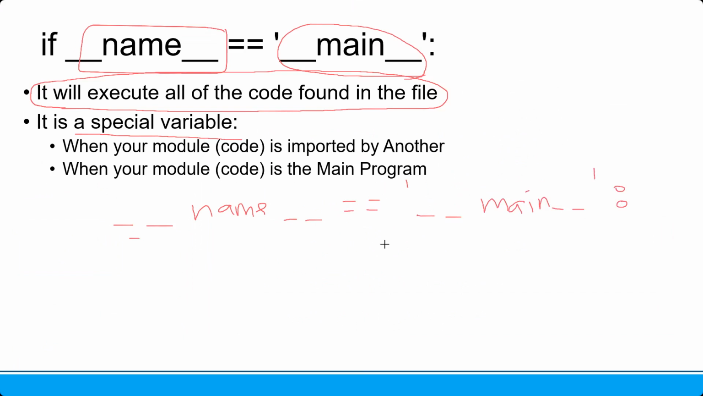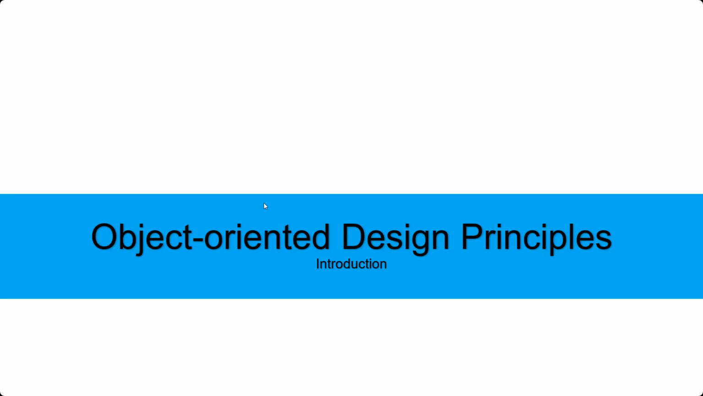So why do we need to have this one? This is a special variable when your code is imported by another. It means if you import the code and then you want to run it in a different environment, or when your code is the main program. If it is the main program, then you need to provide this one. Or if you want to run it in other code, then you can do like this. Okay, so that's about the credit card.py.